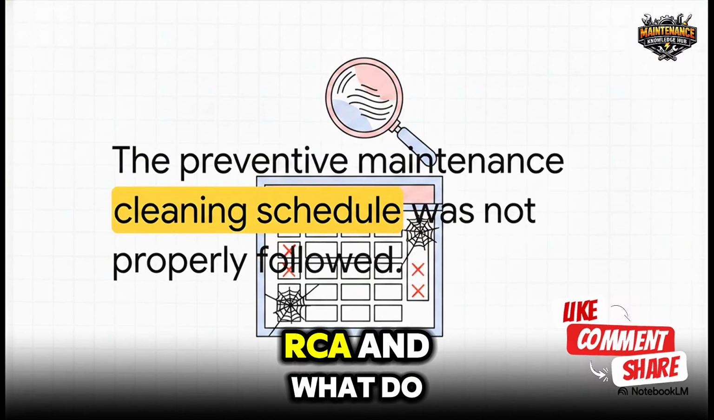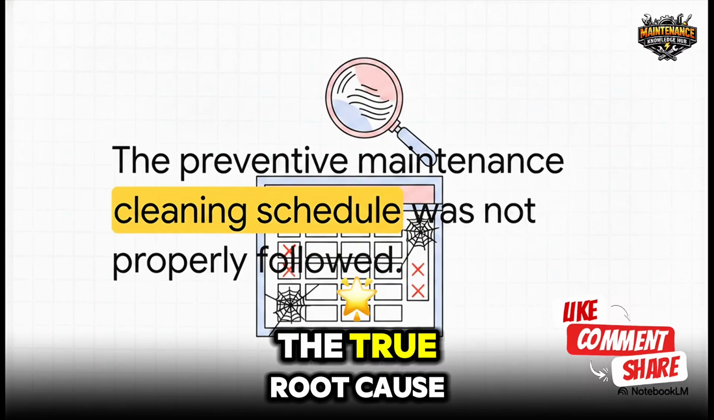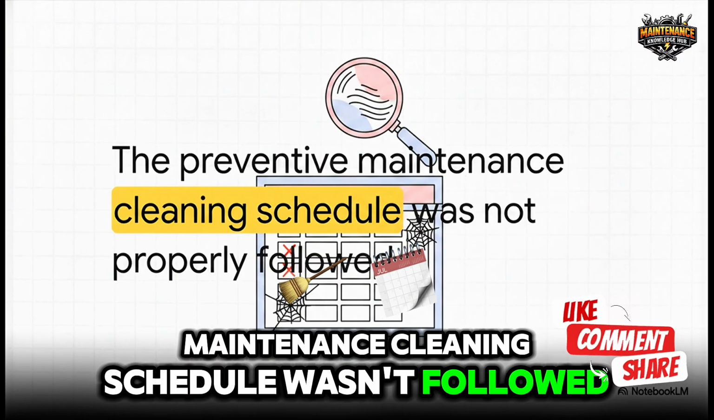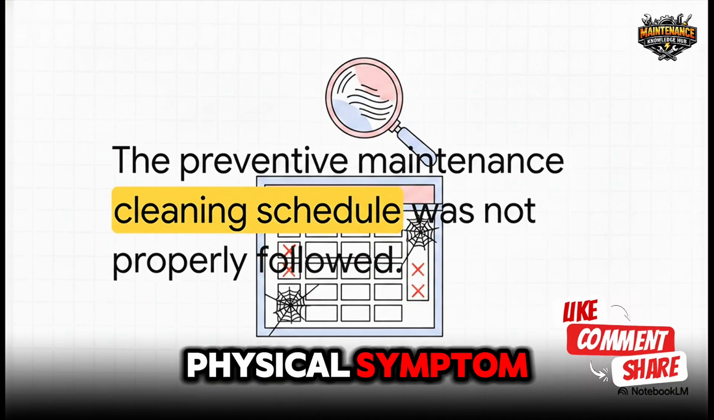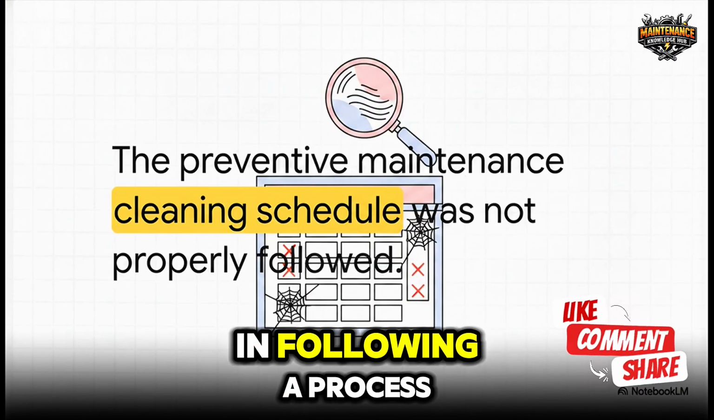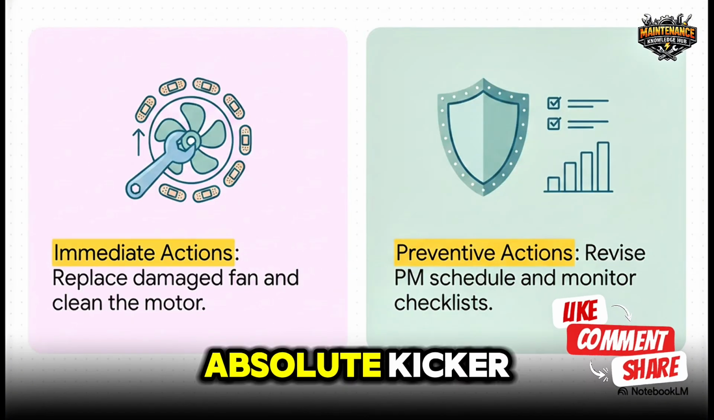So they run the RCA, and what do they discover? The true root cause was simply that the preventative maintenance cleaning schedule wasn't followed. Once again, we've got a physical symptom, dust, and a broken fan, pointing directly back to a failure in following a process. Now, here is the absolute kicker.